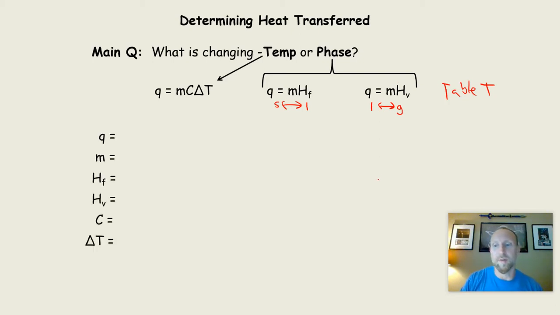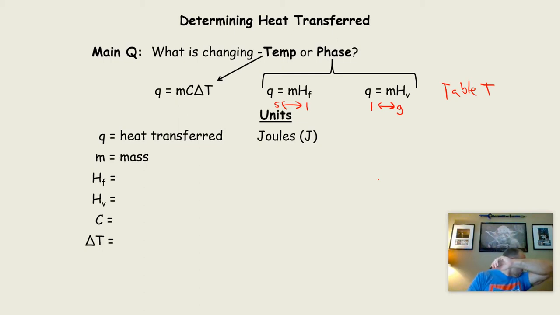All right, so what are all these variables? So these are on your reference tables too. So Q is your heat transferred. And the units that we will use for that is the joule. The joule is our unit for energy in chemistry. There's other units that we could use, but this is the main one that we're going to use. M is mass.